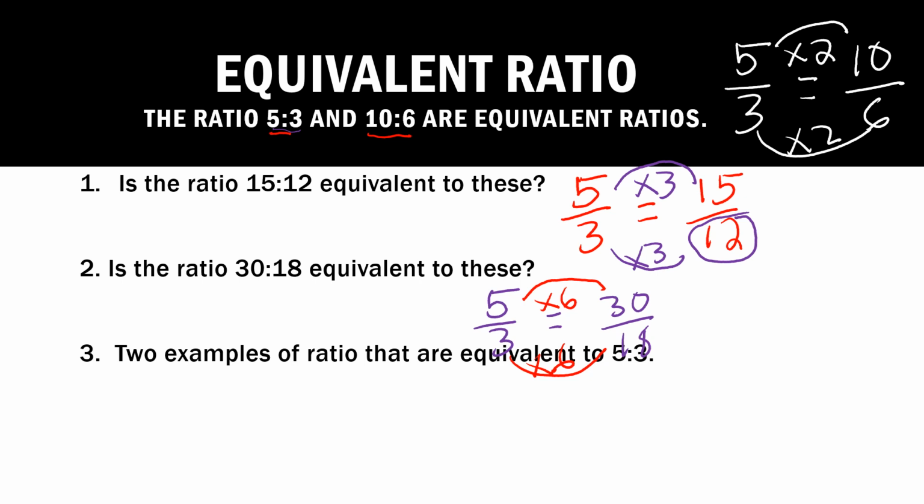Let's give two examples of ratios that are equivalent to 5 to 3. In this case, I can pick any two factors to make an equivalent ratio. I will choose 4 and 7. So for this first one, I will multiply the first ratio by the same factor. So my equivalent ratio will be 20 over 12.